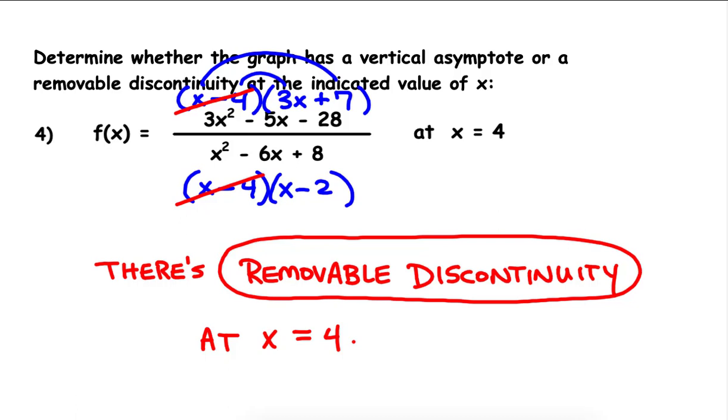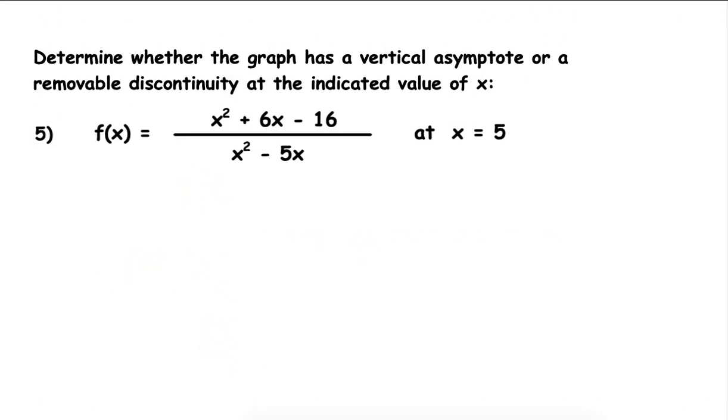All right, let's try a similar question, number 5. What's happening at x equals 5? A removable discontinuity or vertical asymptote? Again, we want to factor. We take out an x.